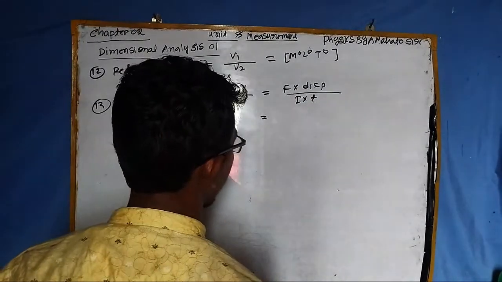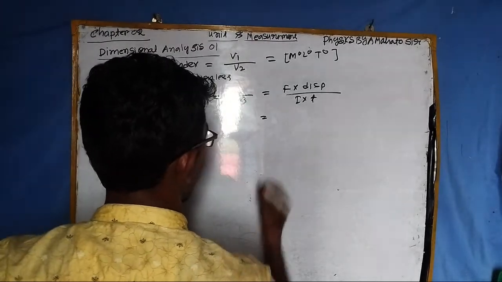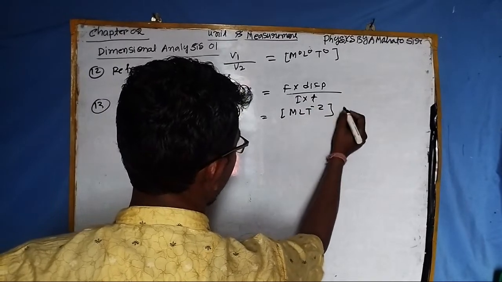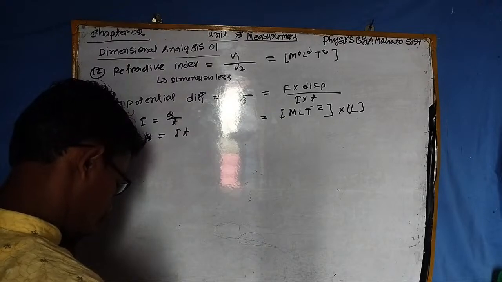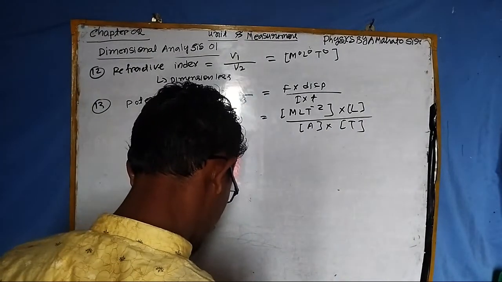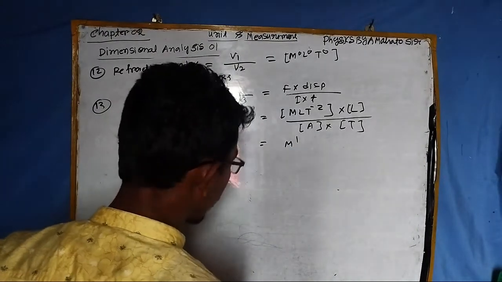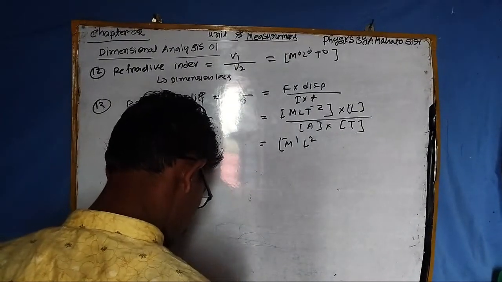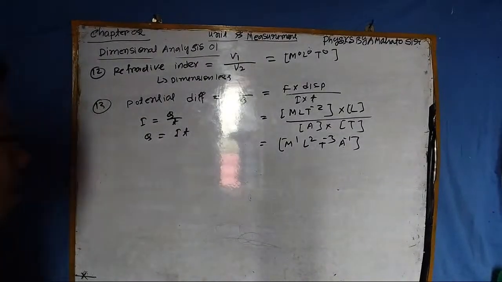Work done is force into displacement. Force dimension is M L T minus 2, displacement dimension is L, current dimension is A, and time dimension is T. So the dimension of potential difference is M1 L square T minus 3 A minus 1.